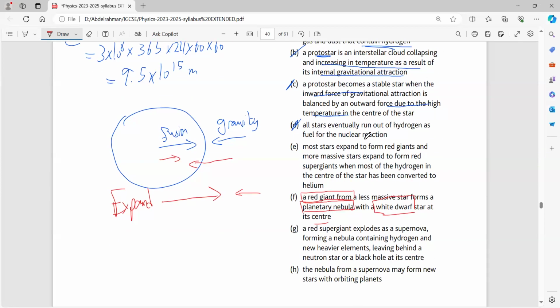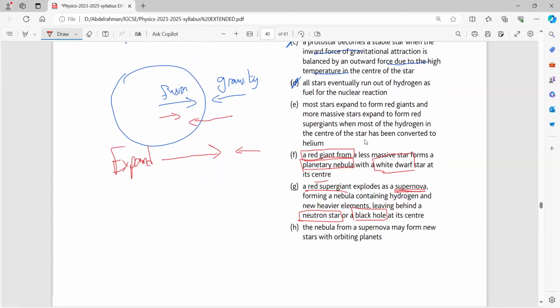But what if we had a much more massive star, 10, 20, 50, 1,000, 1,000,000 times greater than our sun? What will happen? It will become a red supergiant, which explodes, giving off a supernova containing hydrogen and new heavier elements, leaving behind a neutron star or a black hole. This supernova may form new stars with orbiting planets. We don't care about this part. I just care about whether it is a red giant or a red supergiant.